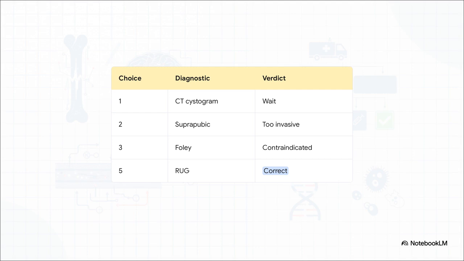Choice 4, IV pyelography, visualizes the kidneys and ureters, not the lower tract trauma we suspect here. Therefore, choice 5, the retrograde urethrogram, is the irrefutable first step to definitively grade the urethral injury.